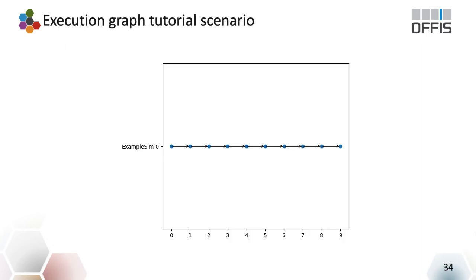So this is the simple execution graph of this first scenario. Here we see just that the example simulator is stepped each time step, and there's not really something important or interesting happening.